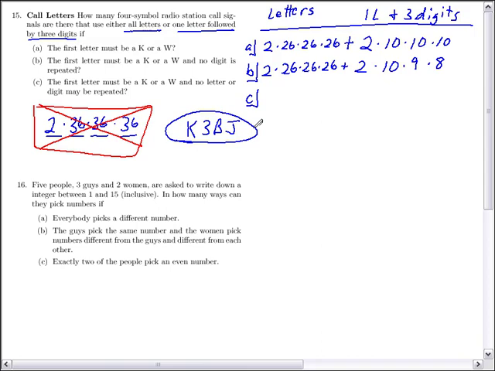Part C says the first letter must be a K or W and no letter or digit may be repeated. Well, K or W, now we're not allowing repeats on letters, so one letter's been used. 25, 24, 23. Now remember, these are 2 separate piles. So what letter I picked in the first pile can still be used for the first letter in the second pile. So 2 choices there. 10 times 9 times 8.